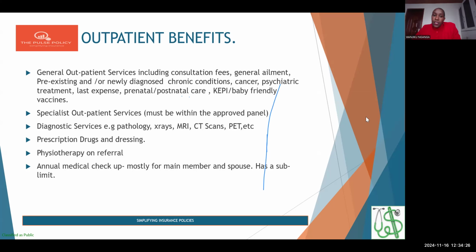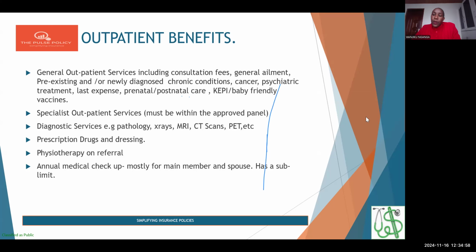Specialist outpatient services. So mostly you're going to get an approved list of the people who can attend to you, or the medical providers. So use a specialist within the approved panel of the insurance company. Diagnostic services are covered within the outpatient. You're going for X-ray, you're going to the lab, that is pathology, MRI, the CT scans, the PET scans for cancer. So all those are covered under the diagnostic services under the outpatient. But again, there are limits, there are sub-limits, as I have explained earlier.